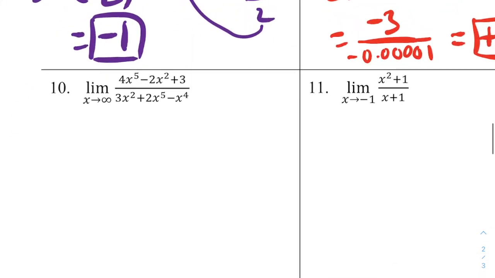Number 10. We have a limit as x approaches infinity. We are talking about horizontal asymptotes here. Again, in these problems, I only care about the largest exponent terms. So I don't care about this. I don't care about the 3.